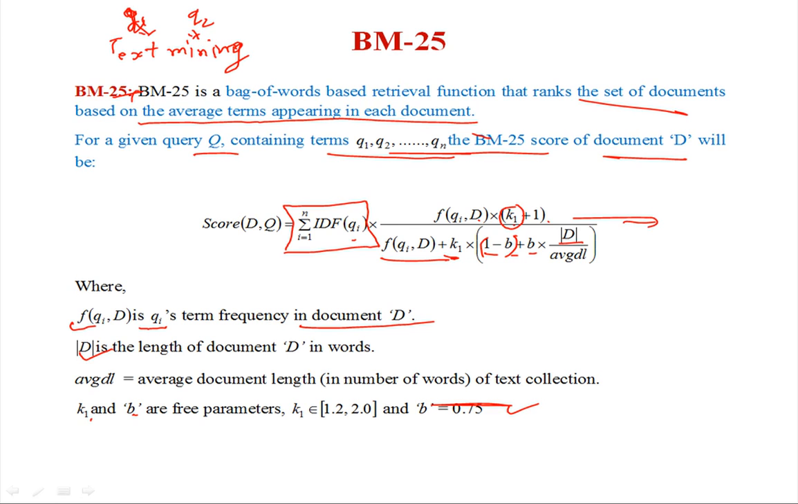Actually, a document may contain a huge number of words. A document may contain 50 words, a document may contain 10 words, a document may contain 50,000 words or 5,000 words. Due to this variation, and to save the quality of results from this variation, BM25 uses average DL, the average document length, and divides it by the length of the given document D.